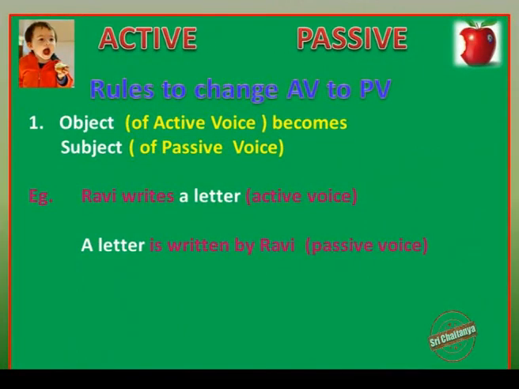Rules to change active voice to passive voice. 1. Object of active voice becomes subject of the passive voice. Example, Ravi writes a letter. Here in the active voice, a letter is the object. In passive voice, it changes to: A letter is written by Ravi.